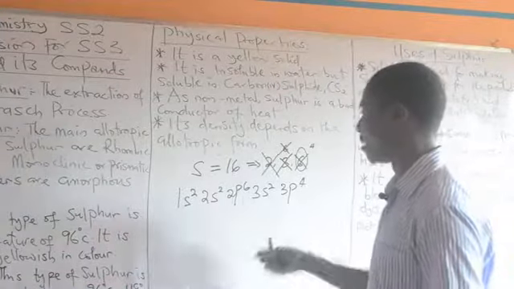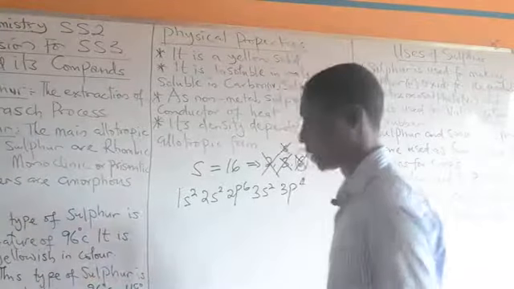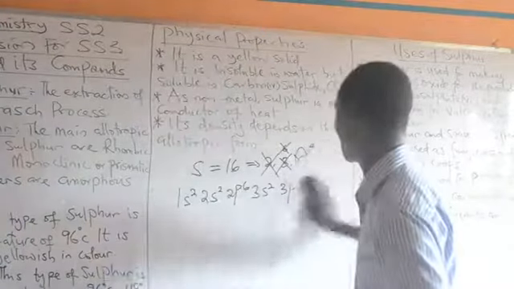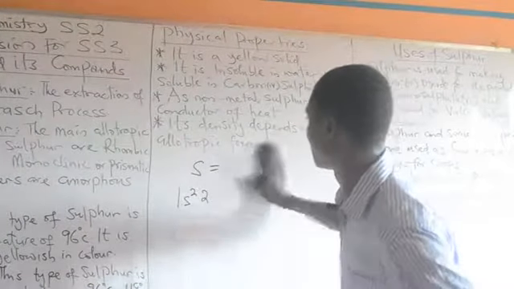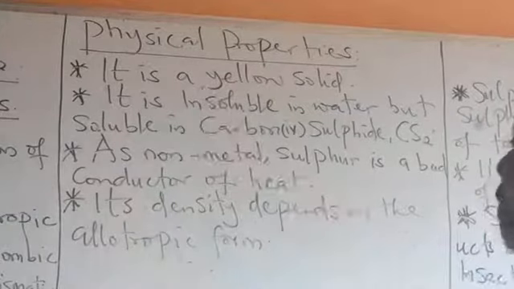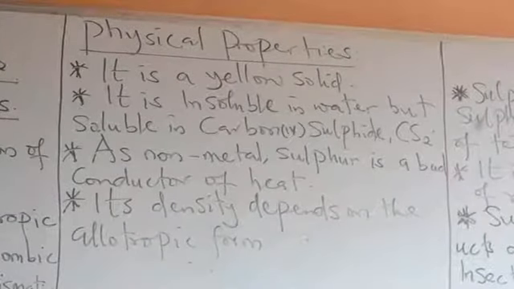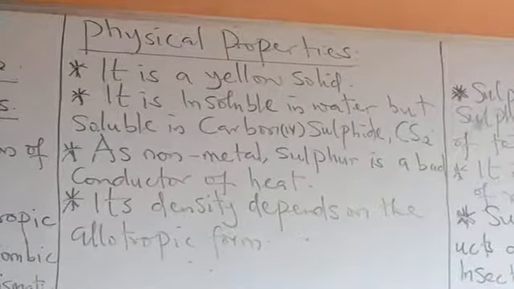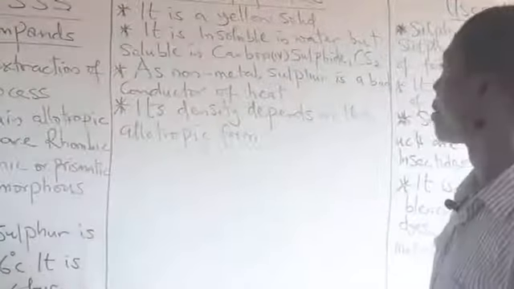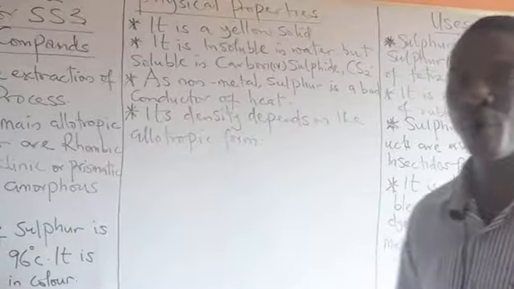That is that. Now, let's talk about the physical properties of sulfur. Sulfur has so many physical properties and so many chemical properties. So let's start with the first one, physical properties. Now the first one is that sulfur is a yellow solid. Yes, it is true. Sulfur is a yellow solid.